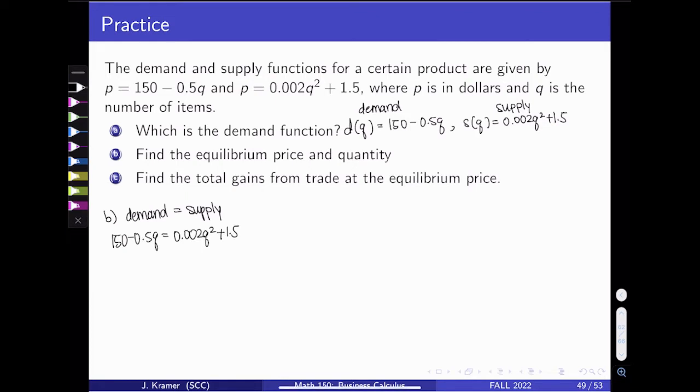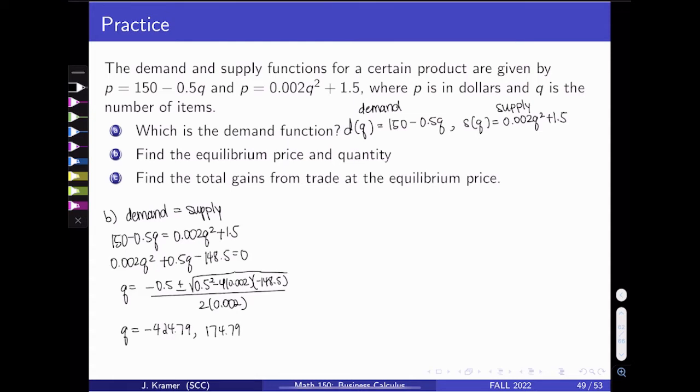This is a quadratic equation, so I'll work to set this equal to 0 and then use the quadratic formula to solve. When we use the quadratic formula, we end up with two values, negative 424.79 and 174.79. You can find these by using your graphing calculator. Obviously, we want to work in decimals because our original functions are given in decimals, but money is also written in decimals, not fractions. And we can't have a negative quantity, so we're not going to consider this negative number through the rest of our work. We'll only be considering the 174.79, and that is our number of items at our equilibrium point.